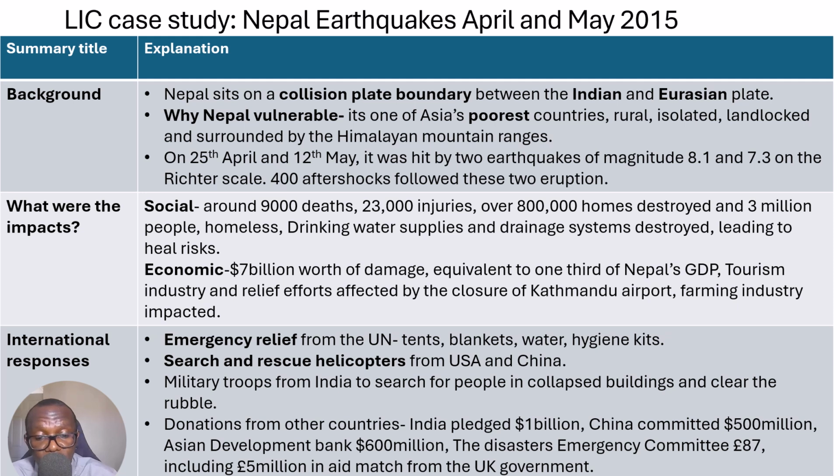Then military troops were sent by India to help search for people in collapsed buildings and also to clear the rubble. Then other countries also gave donations to try and help during this difficult time for the Nepalese people. And the Indian government, for example, pledged $1 billion. The Chinese government committed $500 million, and so on. You can have a look at the information there.